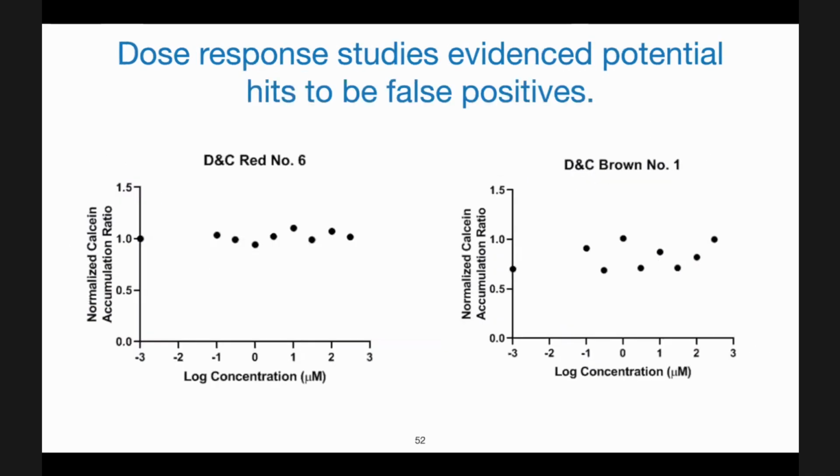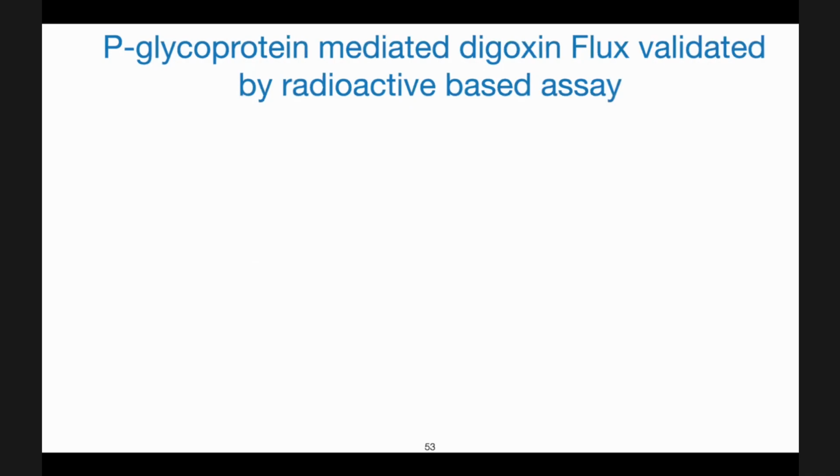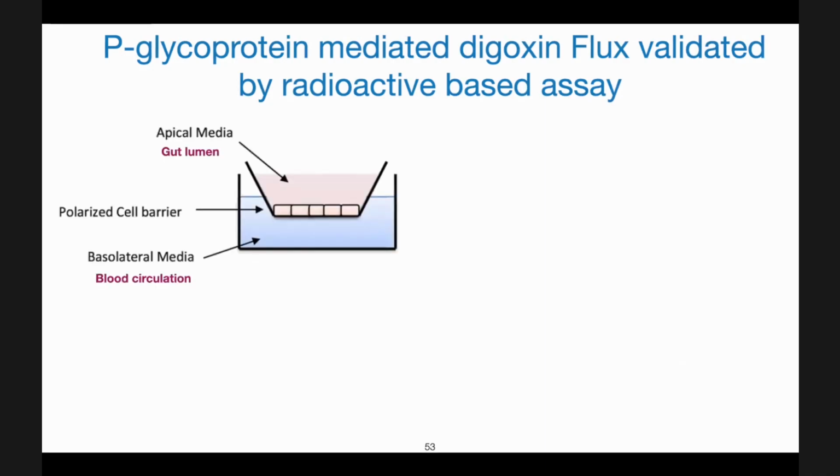And when we did the dose response curve for these specific compounds, we found that there was not much inhibition going on. And this is where we were surprised, but we predicted that the fluorescence measurement could be interfering with these colored compounds. So this is why we moved towards the P-glycoprotein mediated digoxin flux assay, which is radioactivity based. We moved toward this radioactive based assay because it was more sensitive, and also we were trying to mimic the real gut system.